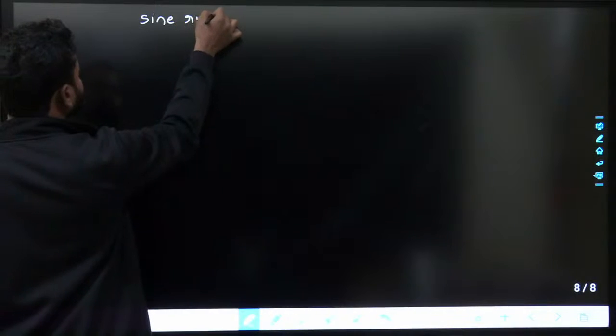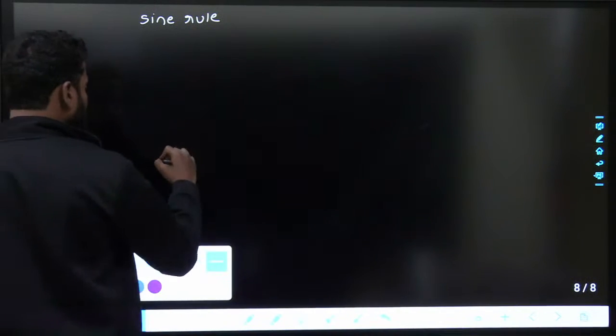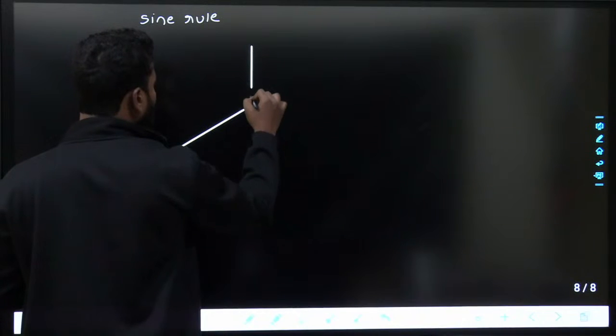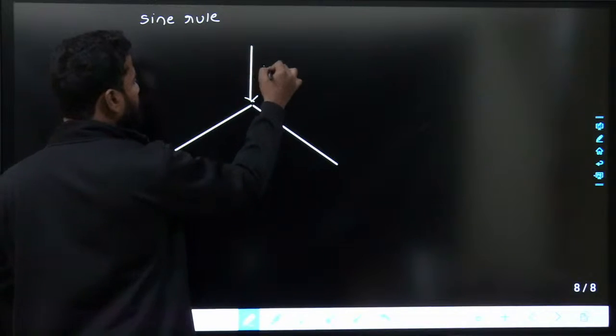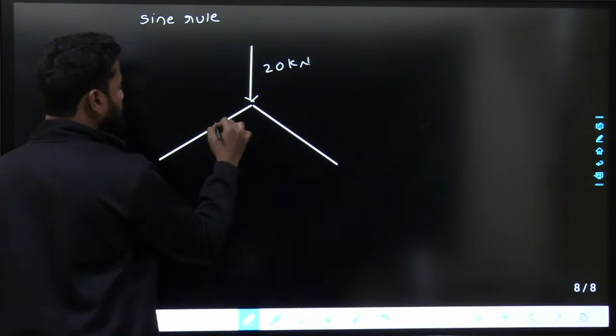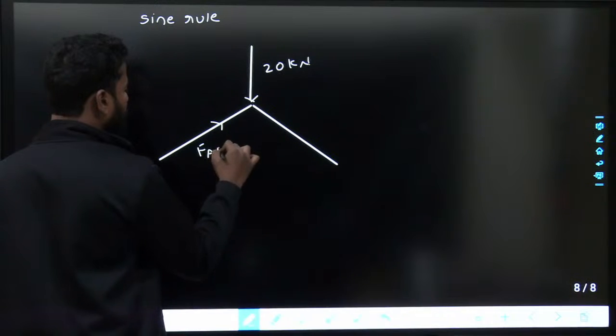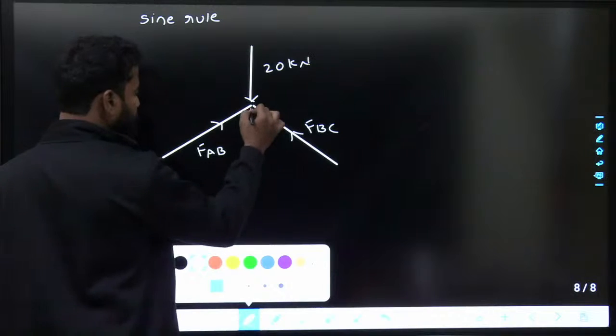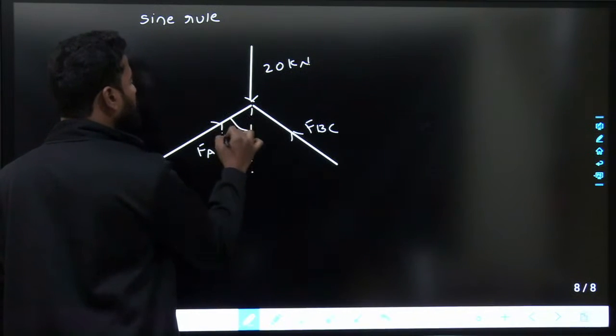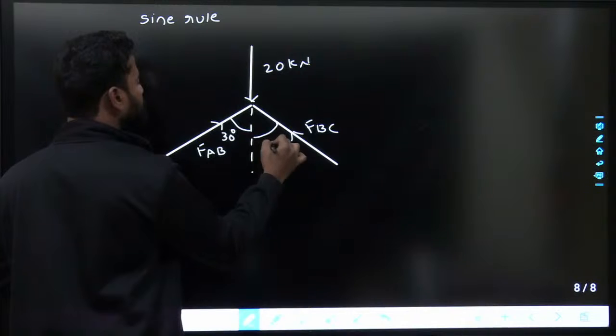Now, either you can do like this, or there is something called the sine rule. The sine rule says if three forces or three members are meeting at a joint, 20 kilonewtons, and let us say this is some FAB and this is FBC. This is 30 degrees, this one is 60 degrees.